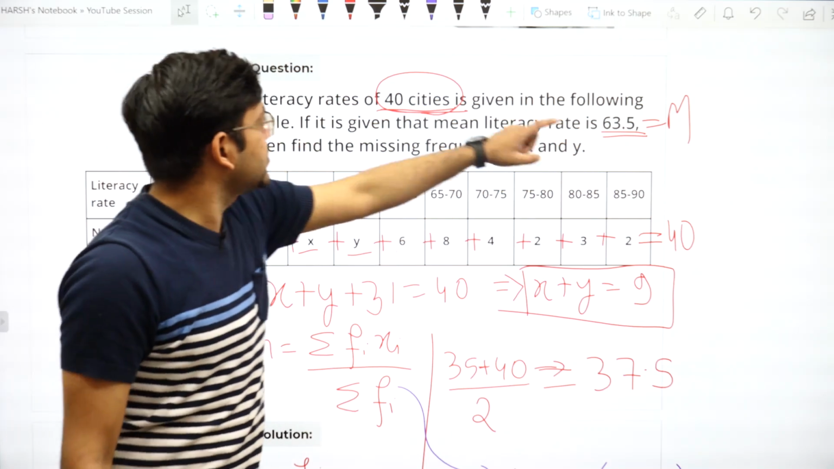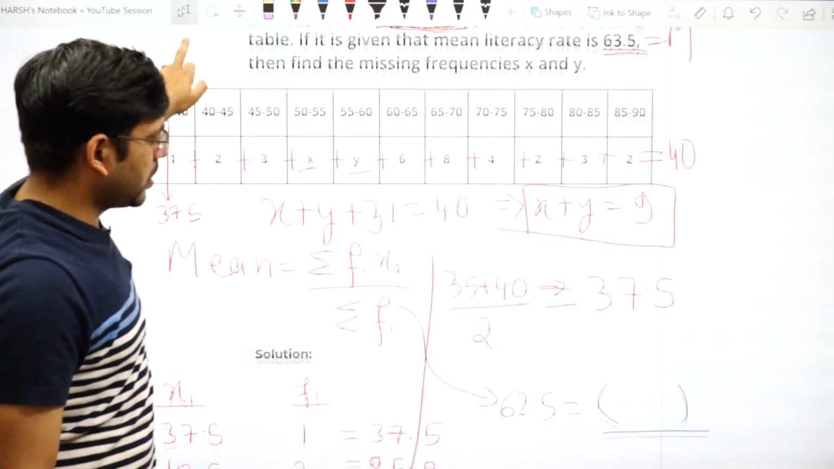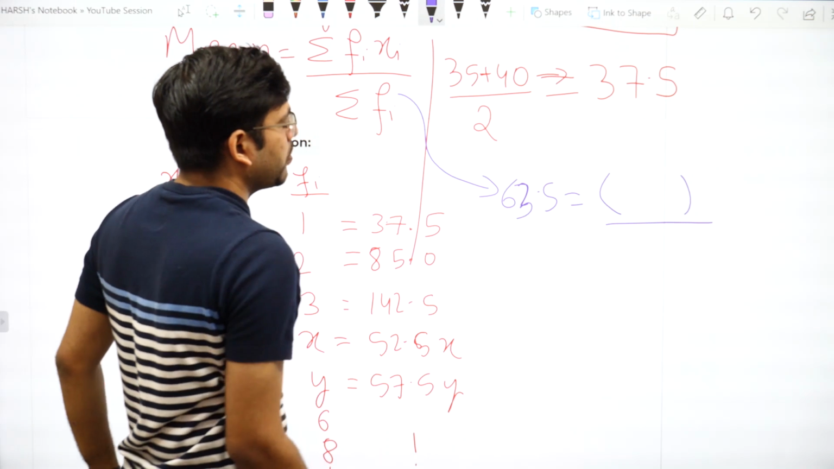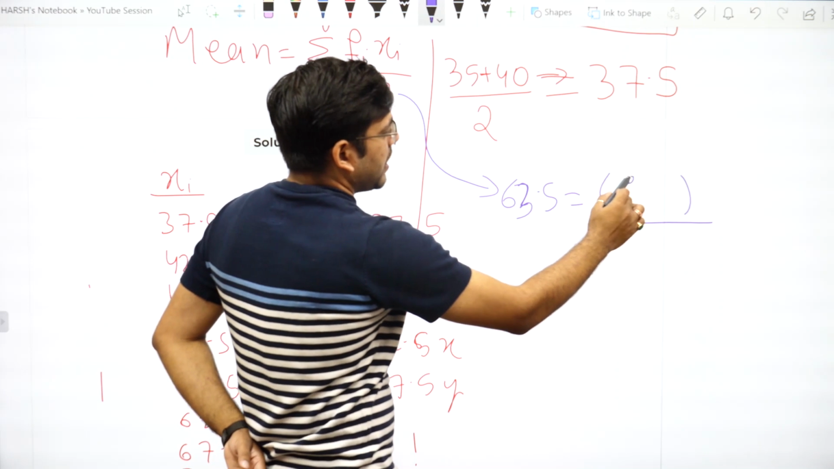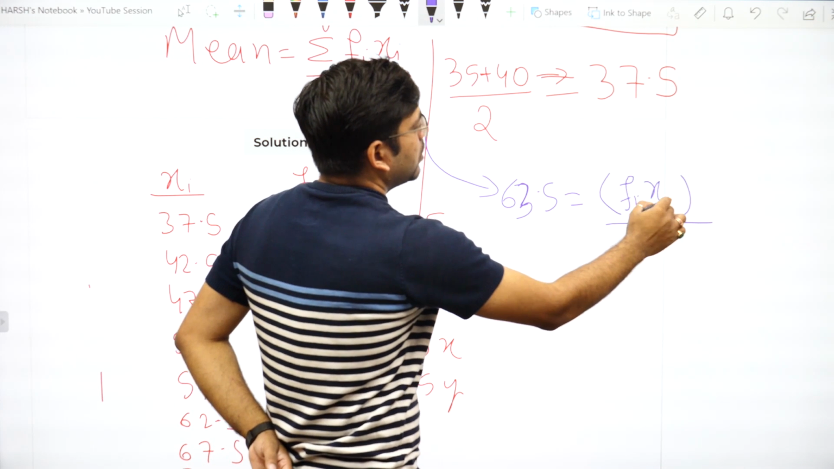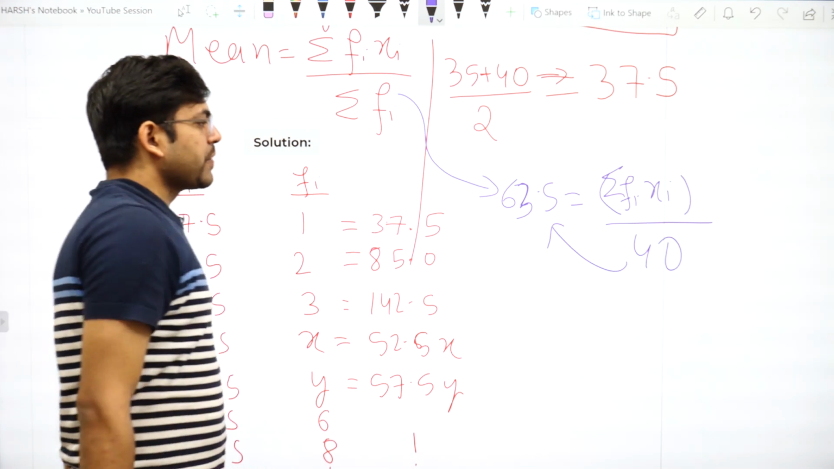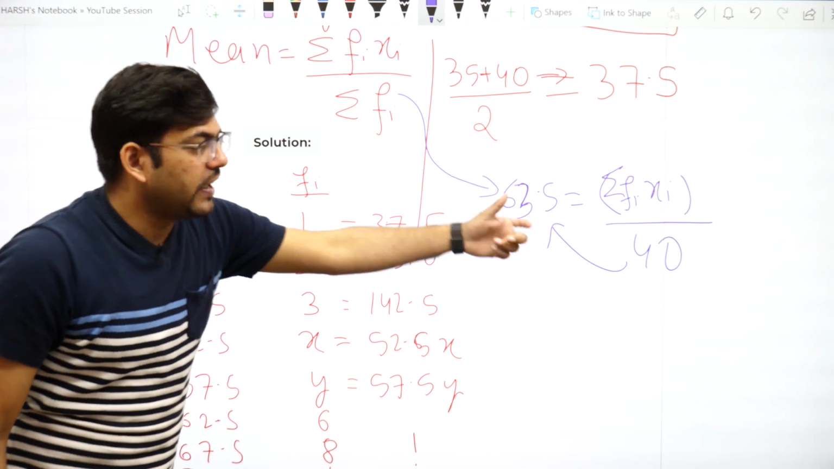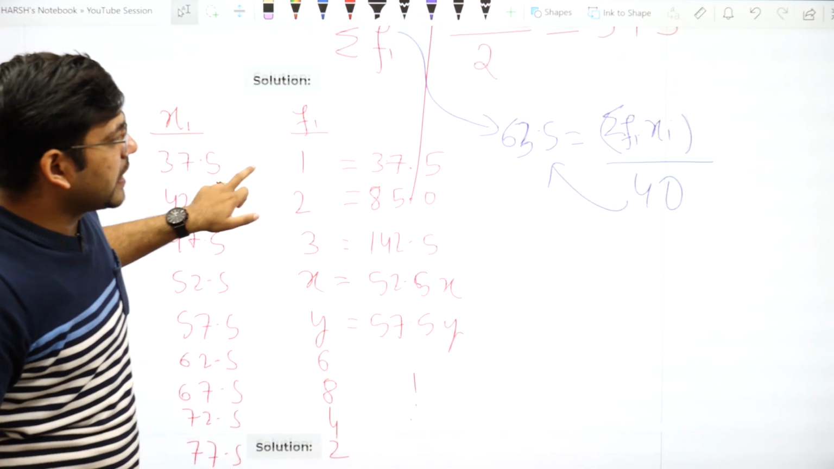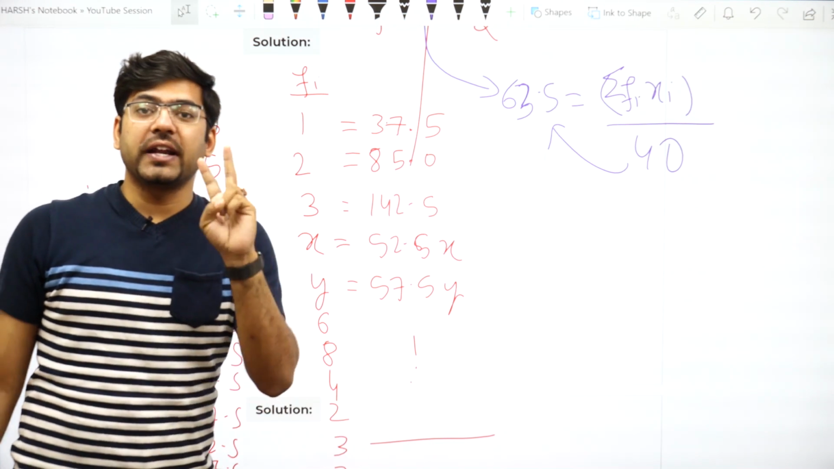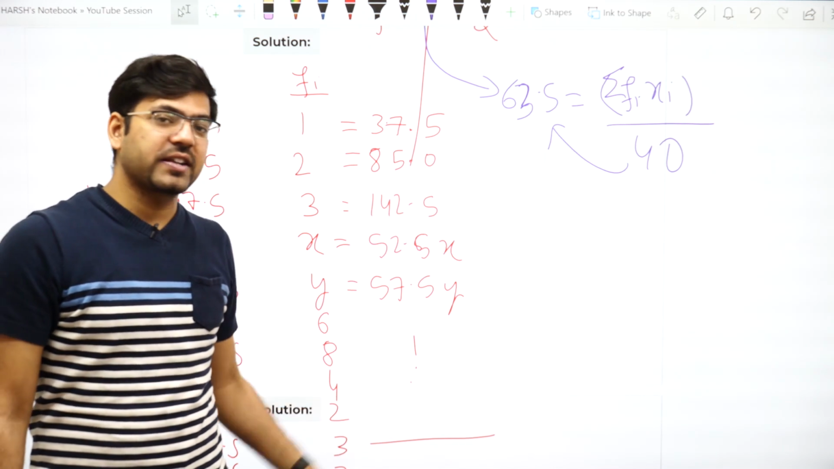Sorry, literacy rate is 63.5. So I'll just write it down. It's not 62.5, it's 63.5. So this is 63.5, and this summation fi xi you will write here, and this is 40. When you cross multiply, you will get a value here. And this summation fi xi will have some x terms and y terms, so you will be getting a second equation in terms of x and y.